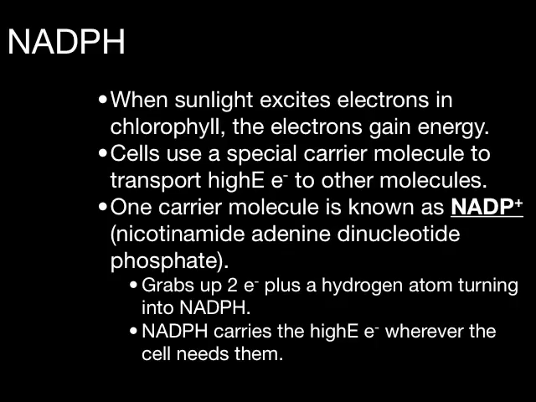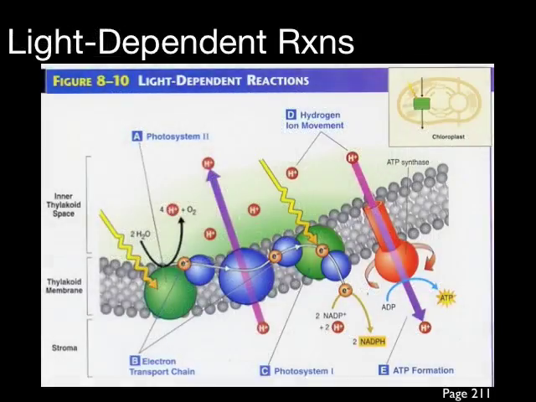Now, the process of photosynthesis takes place in two parts. First, you have the light-dependent reactions. For light-dependent reactions, we're going to discuss this in 5 basic steps, starting with photosystem 2, then the electron transport chain, followed by photosystem 1, then the hydrogen ion movement, and lastly, ATP formation.